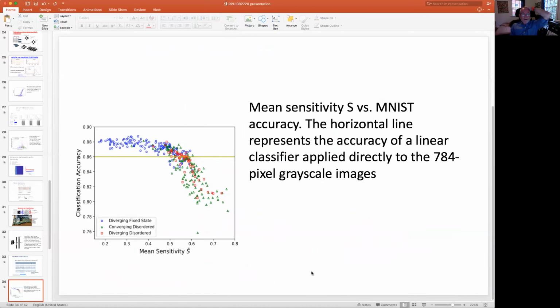So we also went forward and did a study where we looked at how the mean sensitivity of the reservoirs affected classification accuracy.